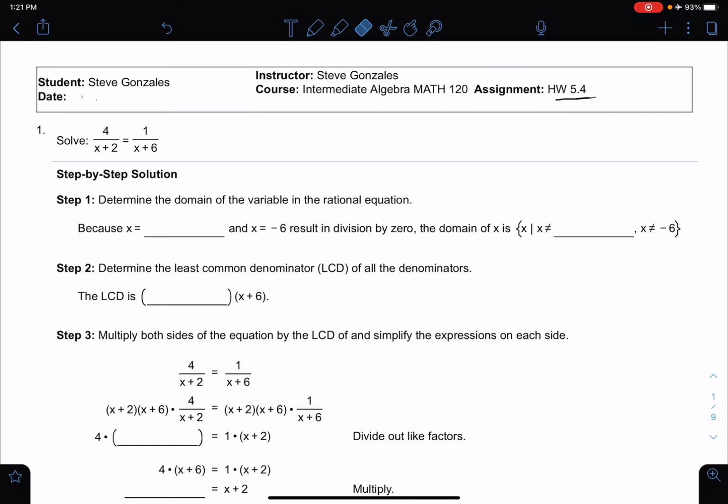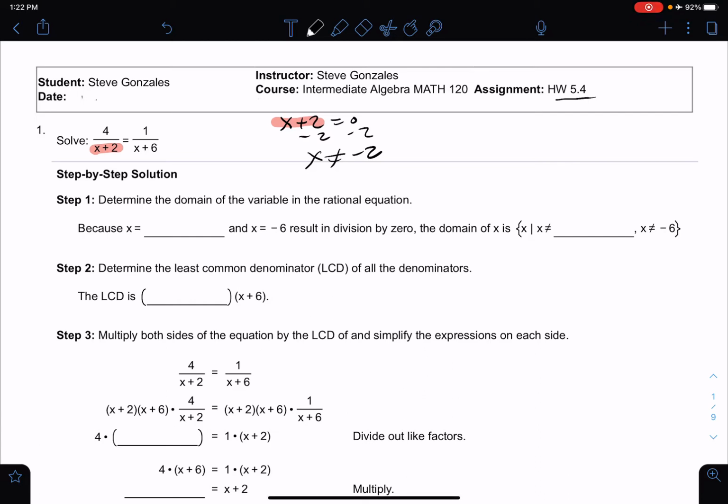Okay, so let's take a look and see how to do this, step by step. Determine the domain of the variables in the rational equation. Basically, we are going to highlight this little guy right here and ask, what can you put in for x that would make it undefined? In other words, when x plus 2 equals 0 in the denominator, that is a big problem. So subtract 2 on both sides. That means whenever x equals negative 2, we have an undefined situation there.